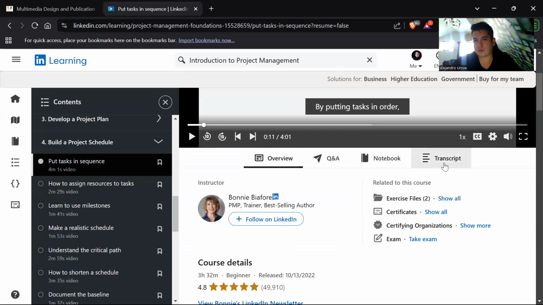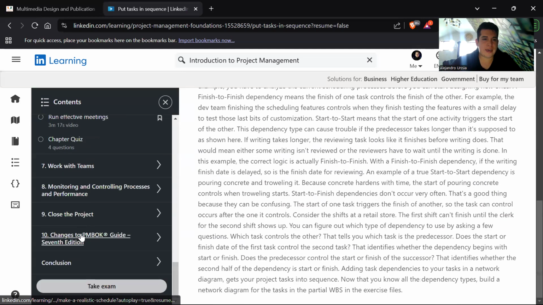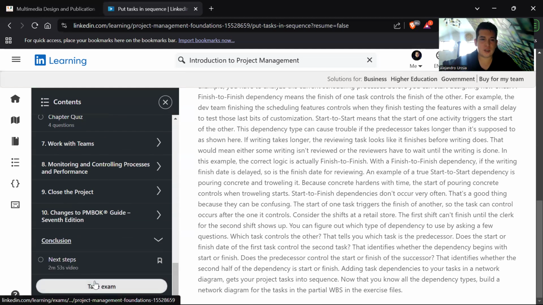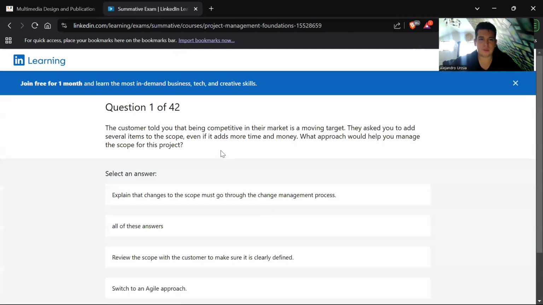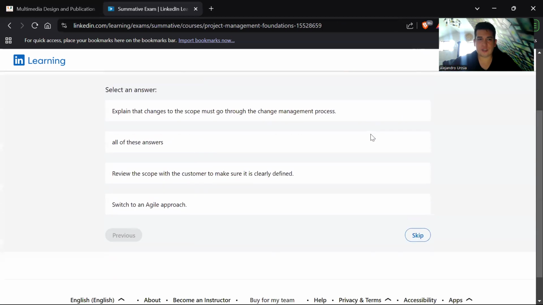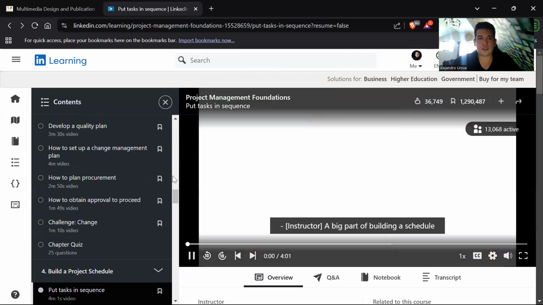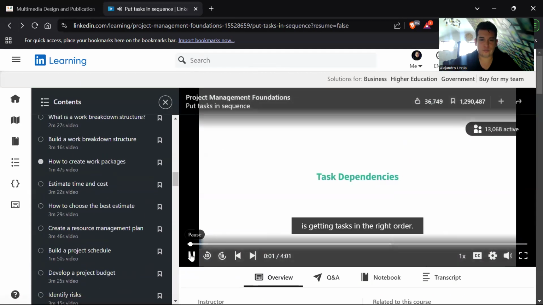Here you have some transcript, but it's going to be too much to put it together. And at the end, something that caught my attention here is that you have some exam. So you have the conclusion, of course, and you have some exams. If you take the exam, here you can enter your information, read it, and know if the information that you studied was useful.